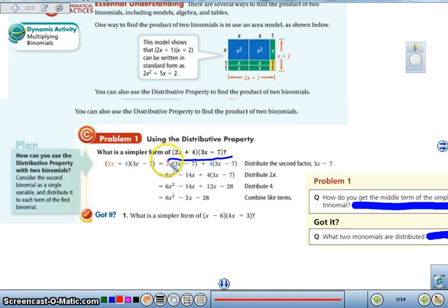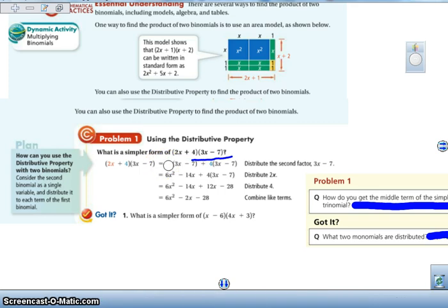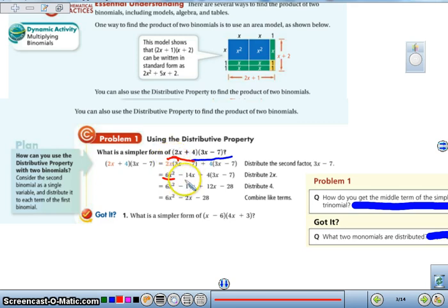Sometimes as we do distributive property, I'll have students draw an arrow to show what they are actually multiplying. So that 2x times the 3x gives us 6x squared. And then taking the 2x times the negative 7 gives us a negative 14x. Now here we're going to take the 4 times the 3x. 4 times 3x is going to give us a positive 12x. We're also going to take the 4 times the negative 7, which gives us negative 28.